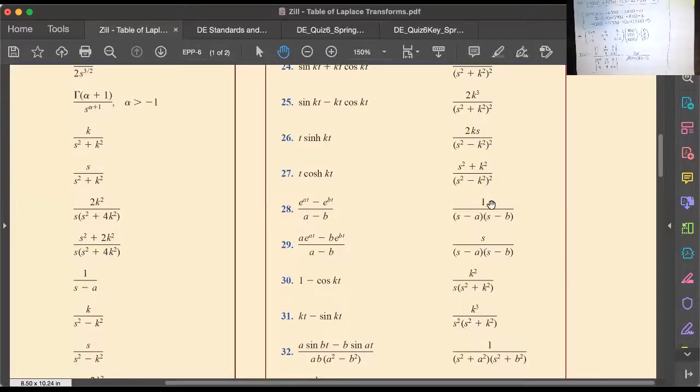So you've got a 1 over s minus a times s minus b right here. This is entry number 28. In our case, our a is -2 and our b is 1. Let me write this down. The inverse transform of 1 over s minus a times s minus b is e to the at minus e to the bt divided by a minus b.